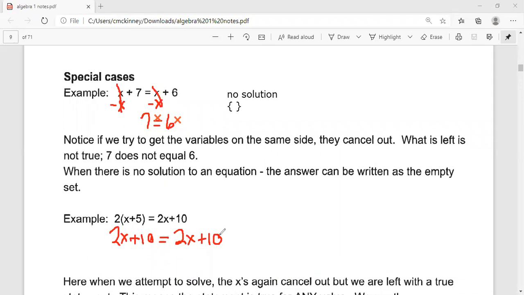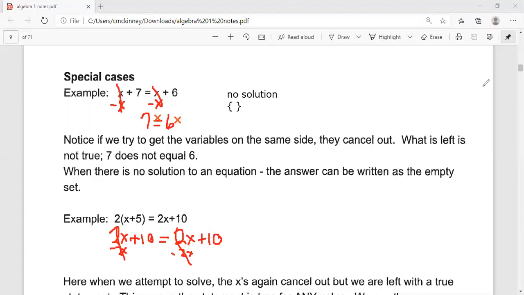If we try to continue to solve, if we don't notice that, what's going to happen? Well, the x's would again cancel out. So that would be gone. This guy'd also be gone because we would subtract 2x to try to get them together. Bam, gone, gone. And what's left? Now what's left is true. 10 does equal 10.